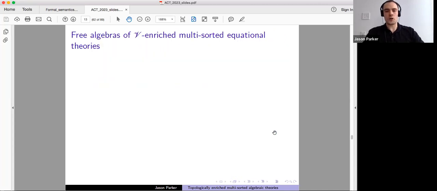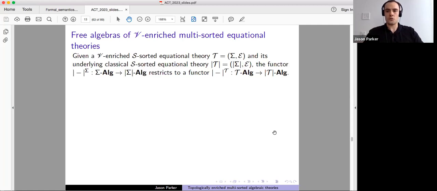Okay, so now I'll talk about the free algebras for these theories and how we can construct them. So first, if we have a V-enriched theory T and its underlying classical theory |T|, the functor that sends a Sigma-algebra to its underlying |Sigma|-algebra restricts to T-Alg. So every T-algebra has an underlying algebra for the underlying classical theory.